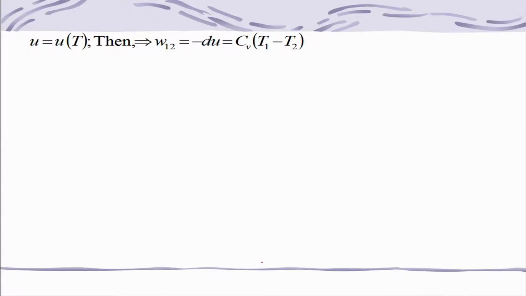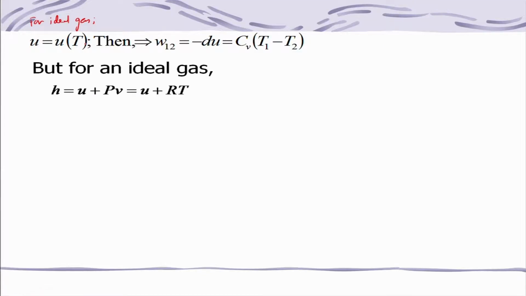So, this work done is, as we have seen, equal to the change in internal energy, and that is Cv (T1 minus T2). We have already seen that. And if I take the ideal gas, U is a function of temperature only, right. And for an ideal gas we know that H is equal to U plus PV, and that is equal to U plus RT.